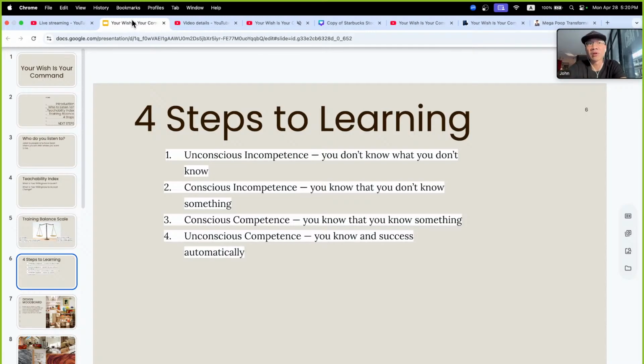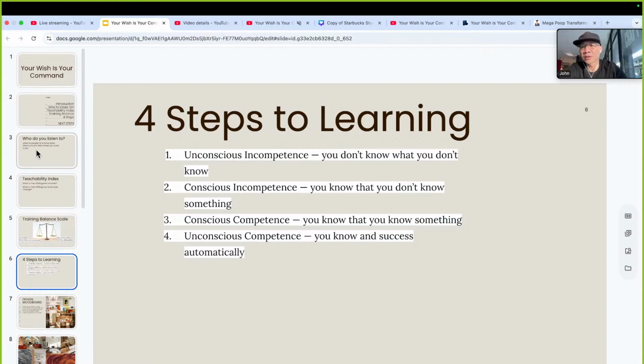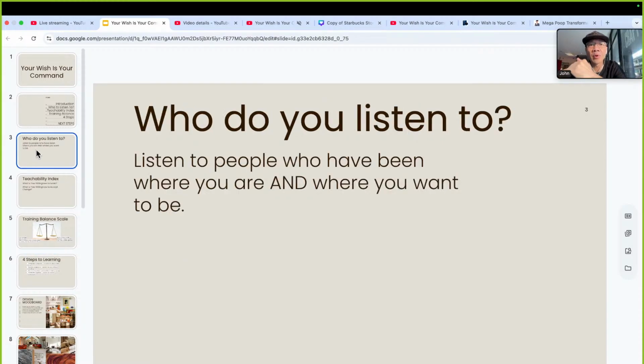If you want to improve your life, you're always upgrading your mind, upgrading the way you think, upgrading different information that's going to take you to the next level if you apply them this way. So who do you listen to? Listen to people who have been where you are and where you want to be, okay?